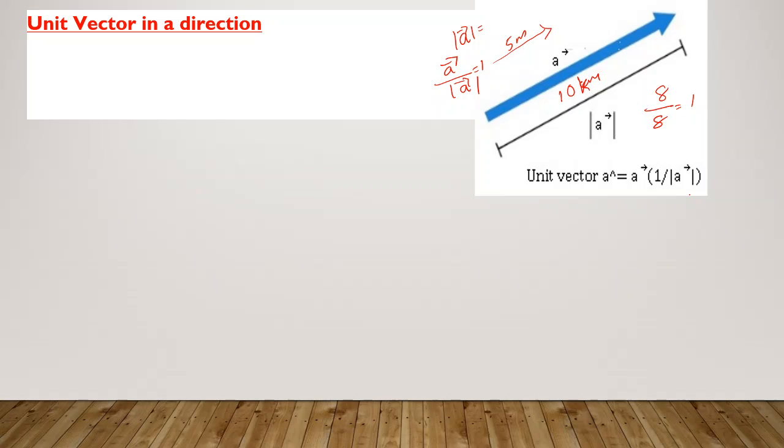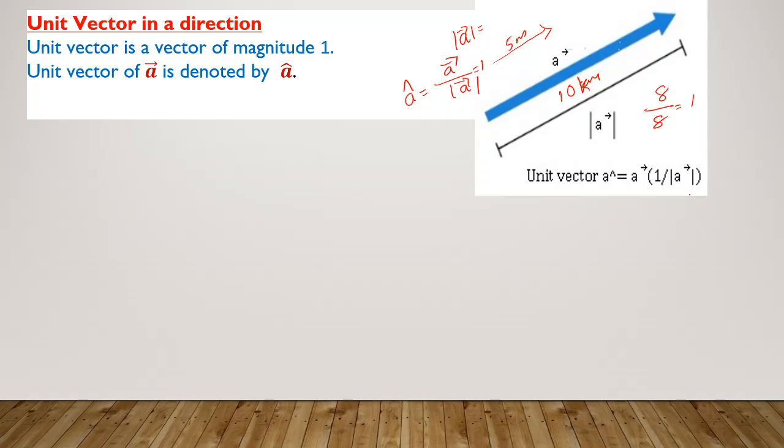Okay, so this is the way we are going to find the unit vector. After finding it, the unit vector of vector A in the same direction will be denoted by A cap. Please keep in mind, a unit vector is a vector of magnitude 1. This you already know, which we discussed in the first video, correct? So the unit vector of a vector A will be denoted by A cap, and it is the given vector divided by its magnitude.